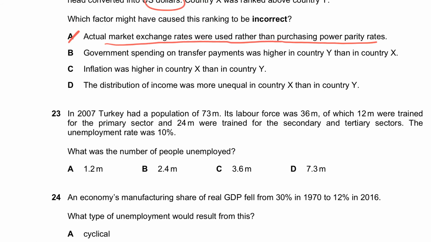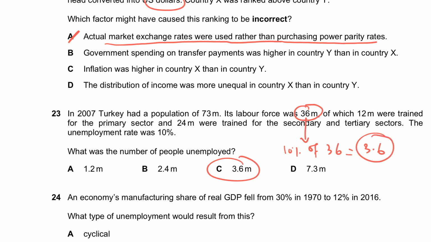In question number 23, they say in 2007, Turkey had a population of 73 million. Its labor force was 36 million, of which 12 million were trained for the primary sector and 24 million were trained for the secondary and tertiary sector. The unemployment rate was 10%. What was the number unemployed? So the idea is this, that if the labor force is 36, then 10% of 36 is basically going to be 3.6, which is your total unemployment.